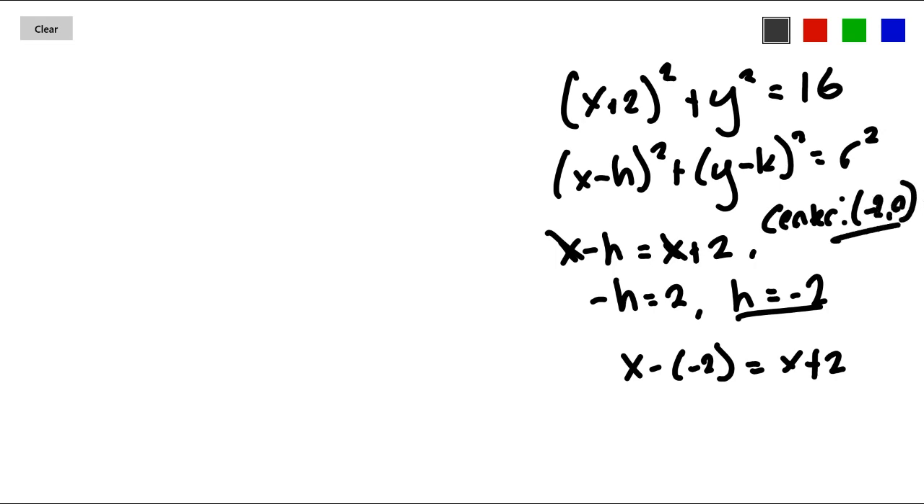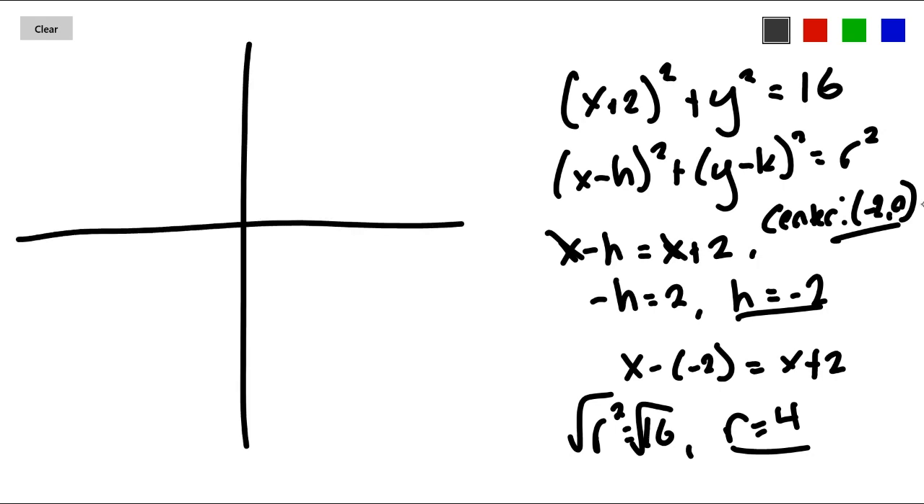And now for the radius, I know that r squared is equal to 16. So if I take the square root of both sides, I see that my radius is 4. And now I have everything that I need to sketch the circle. Let's go on my graph.